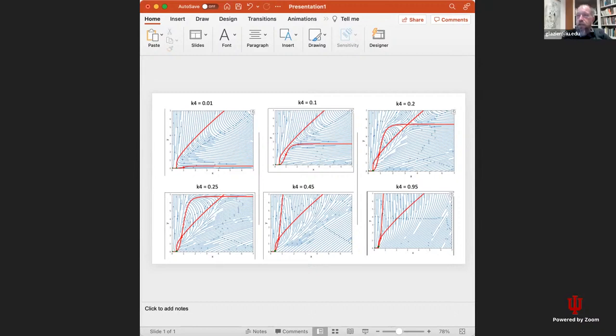Yeah, and that you see, right? 0.25 and 0.45 have a pretty big region of oscillation too. Mm-hmm. Yeah. But it's very interesting. Between 0.1 and 0.2, where you have that tangent bifurcation, the Hopf bifurcation is really pretty neat.